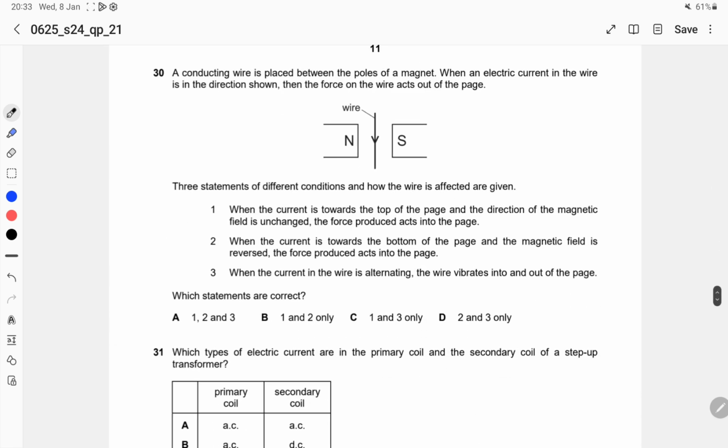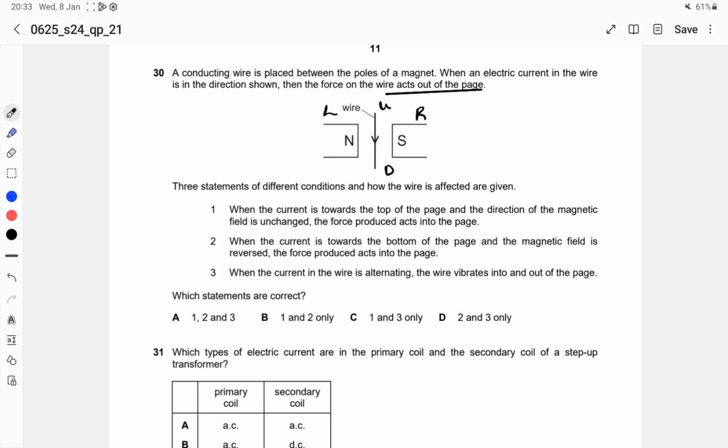Okay, the 30th question. A conducting wire is placed between the poles of a magnet. Perfect, I have a conducting wire in between the poles. When there is an electric current in the wire, there is a force, and the force is out of the page. This is your page, this is the left of the page, right of the page, up of the page, down the page. If it is coming out of your screen, that's out of the page. If it is going into the screen, that's into the page.